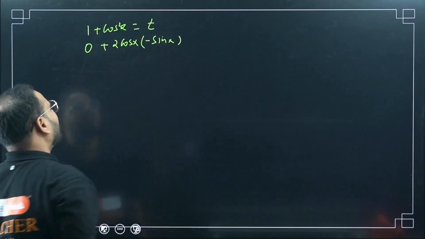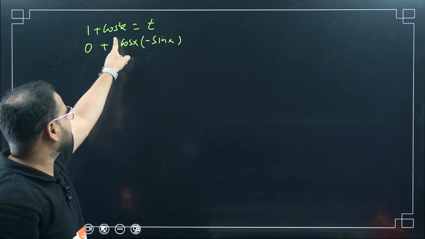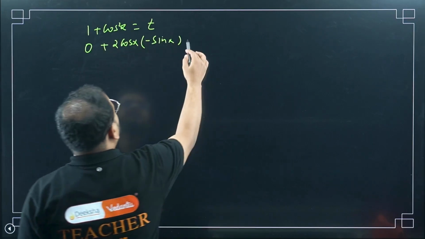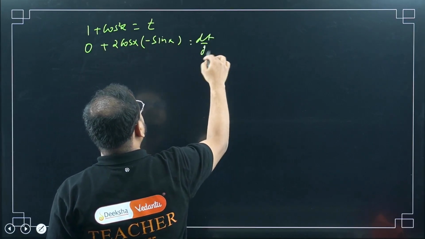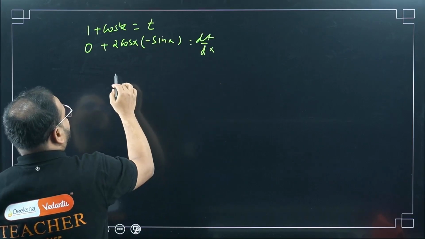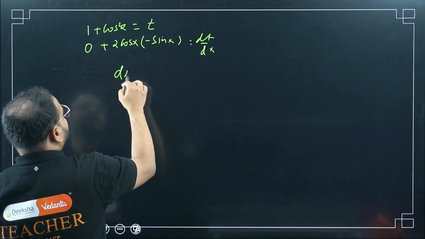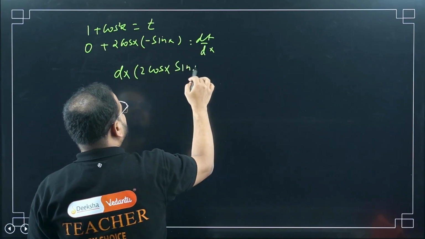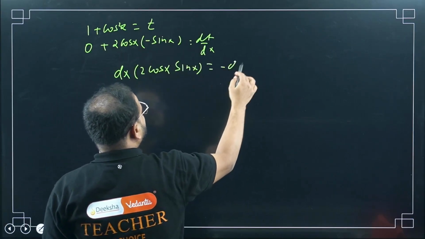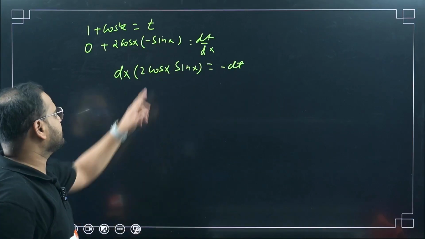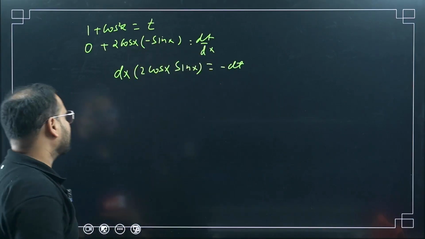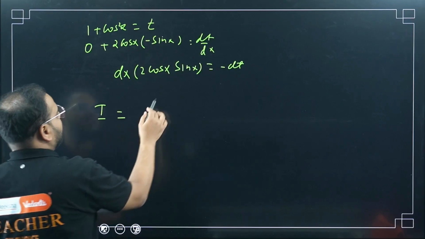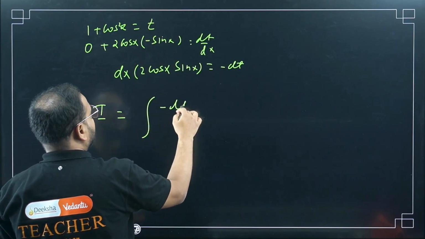How come, sir? For cos square x, we'll have 2 cos x, and for cos x, we'll have minus sin x. Over here, I'll get dt upon dx. So what is my dx going to be? I'll get dx times of 2 cos x sin x, and this minus sign I can take on this side, so minus dt. Transform this equation, it will become simply minus dt upon t.